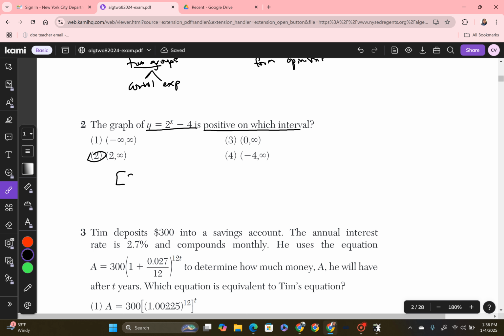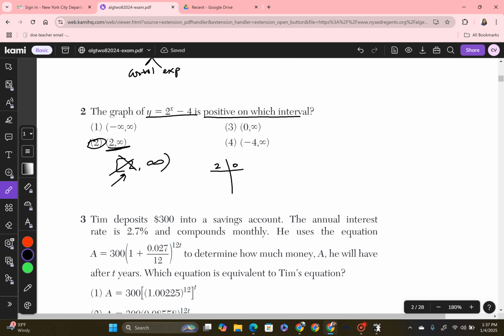The reason why it's not like this with brackets is because the 2 is not being included, right? So at 2, the one across from the 0, and again 0 is neither positive nor negative, so that's why it's not brackets, it's with the parentheses, which means not included.